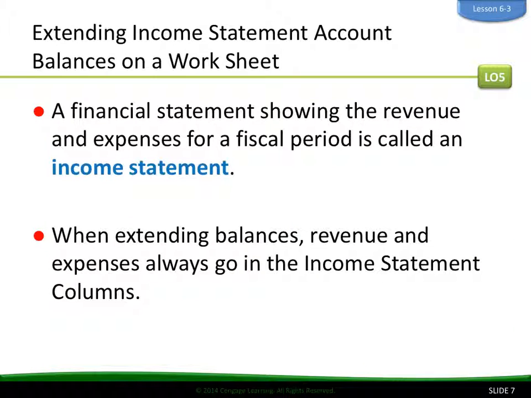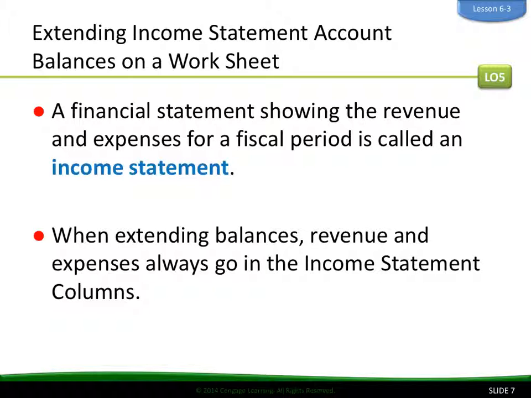Extending income statement account balances on a worksheet. So we just did the balance sheet account balances on a worksheet. Now we're doing the income statement account balances on a worksheet. So a financial statement showing the revenue and expenses for a fiscal period is called an income statement. When extending balances, revenue and expenses always go in the income statement columns. So we're doing revenue and expenses.